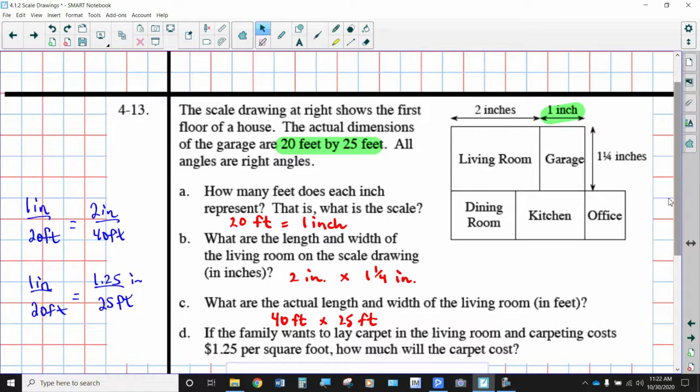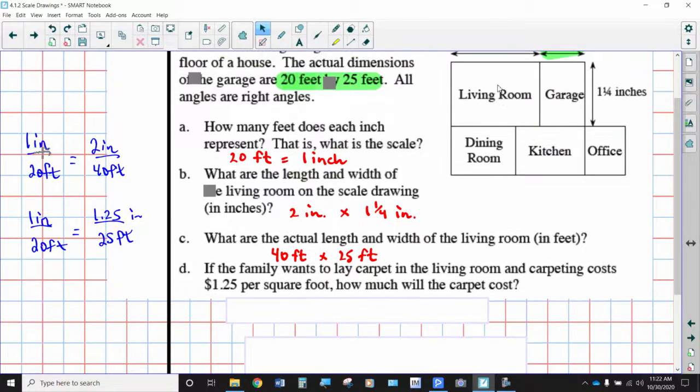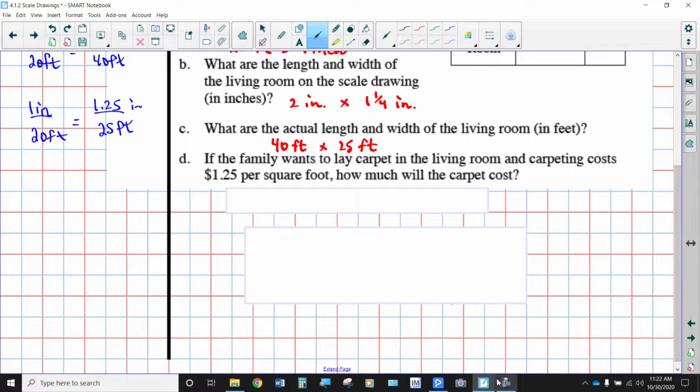Okay, so now for problem solving. If a family wants to lay carpet in the living room and carpeting costs $1.25 per square foot, how much will the carpet cost? So in order to do this, you're going to have to figure out the actual area of the living room. That is, if the living room is 40 feet by 25 feet, what is 40 times 25? Go ahead and figure that out. And then once you've got that, go ahead and multiply the number of square feet times 1.25 to get the total cost of the carpeting. I'll pause so you can work that out.